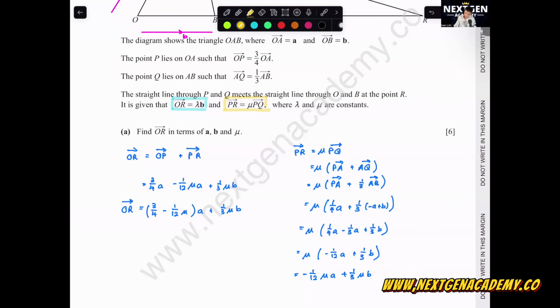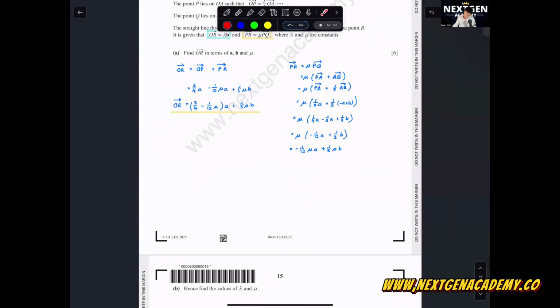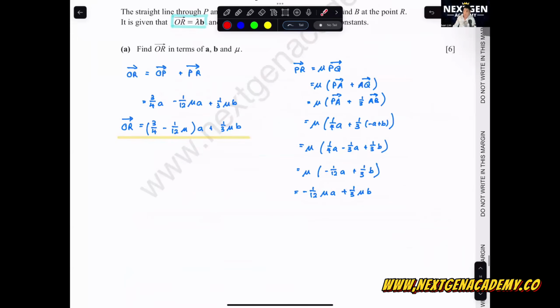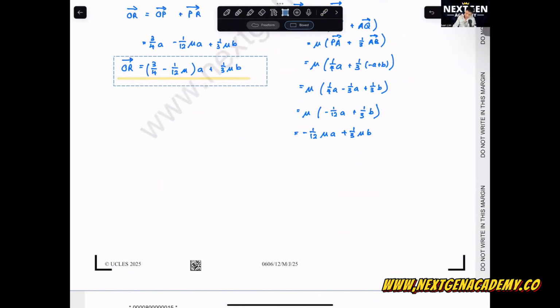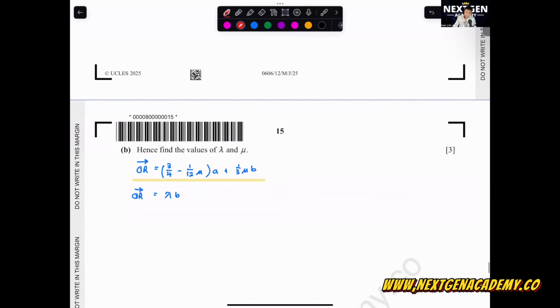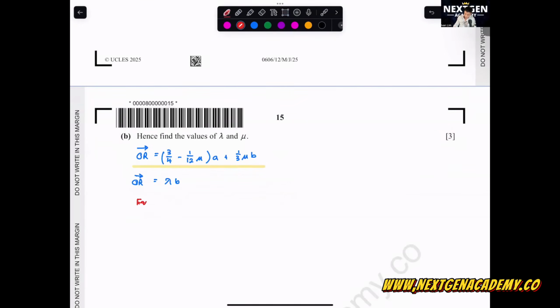So this is in terms of mu, which is what they asked for here. Let's see the next question. They say find the values of lambda and mu. It is always typical: you need to find another vector of OR, or something you can equate OR with. They already gave us in the question that OR is also lambda B. So I will just copy this down again first, and then OR is lambda B. We're going to equate both OR.